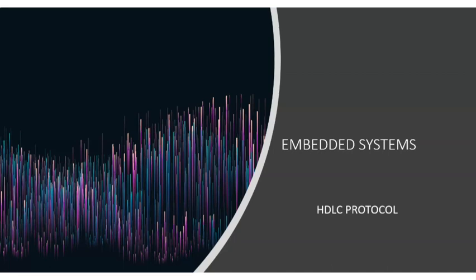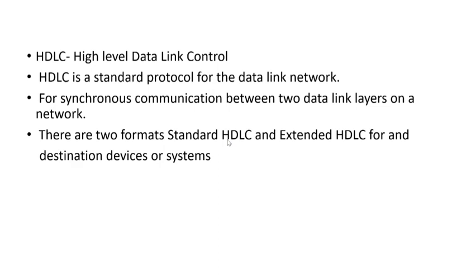So this is the video lecture series of embedded system. In today's video, we are going to discuss the HDLC protocol. HDLC means High-level Data Link Control protocol. This HDLC is a standard protocol for data link networks. We know that there are various layers of a network as per the TCP/IP or OSI model, and there is a layer called the data link layer. For communication in the data link layer, we generally go for the HDLC protocol. And for synchronous communication between two data link layers on a network, we use HDLC.